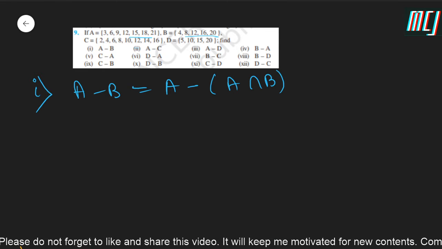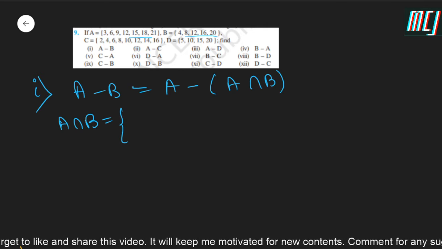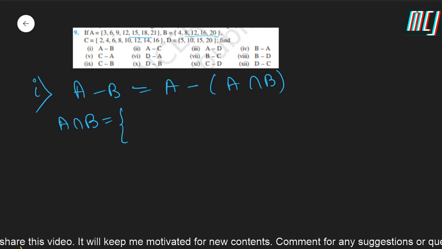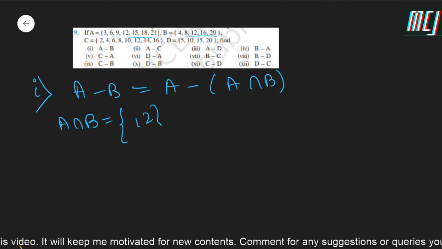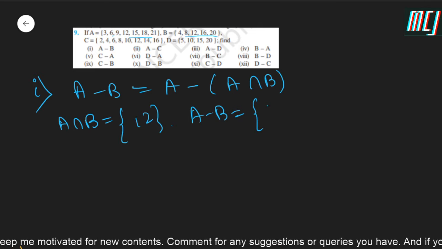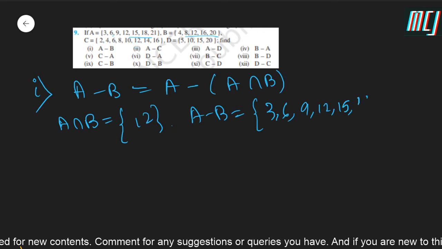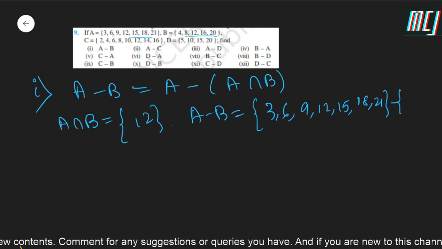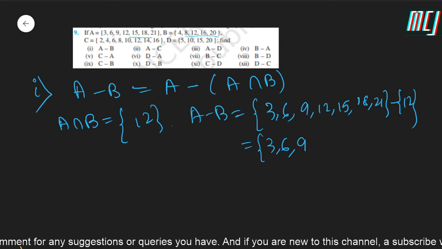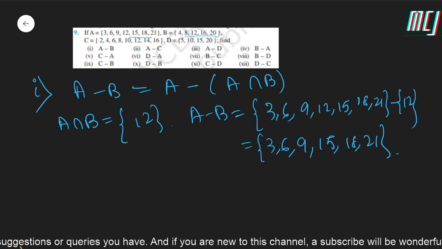So we need to find A intersection B first. So A intersection B is equal to, see here, only I think 12. Yeah, only the 12 is there. Now A minus B is equal to {3, 6, 9, 12, 15, 18, 21} minus {12}. Okay, so that is {3, 6, 9, 15, 18, 21}. Okay, clear?